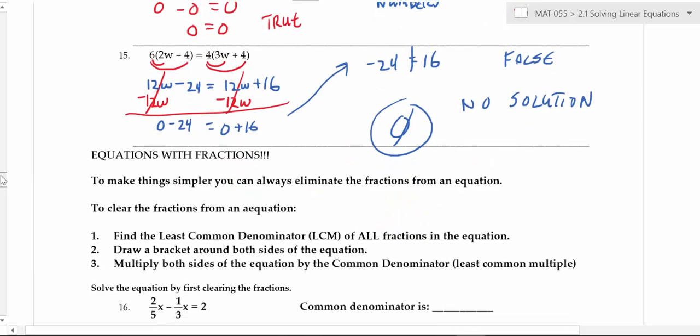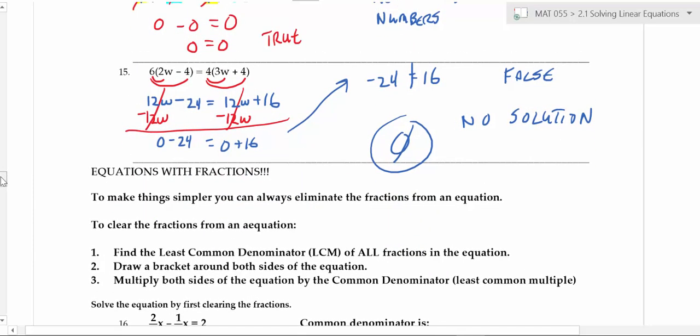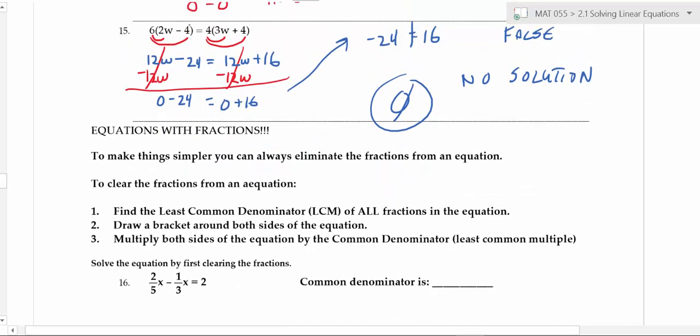Okay, now we're going to finish up here with equations with fractions, and this is kind of a problem area. And the thing is, if you have an equation with fractions, just get rid of them. You want to eliminate the fractions from an equation to make it simpler, and once you do that, then it's very simple to finish up the problem. Okay, so what you're going to do is you're going to follow these steps generally. You're going to find the common denominator of all the fractions in the equation. Draw a bracket around both sides of the equation, multiply both sides by the common denominator. Okay, and after you do that, you won't have any fractions left.